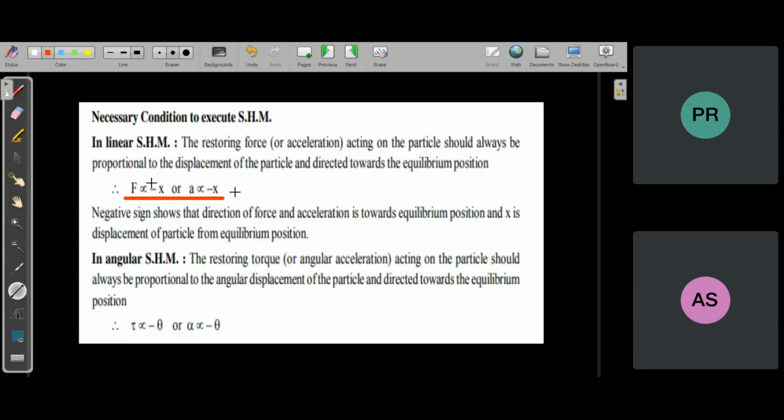And the same goes for acceleration. The negative sign is only showing that the direction of force, or you can say acceleration, is towards the equilibrium position, and x is the displacement of the particle from the equilibrium position. You can also say that the direction of force and the direction of displacement from mean position will always be opposite. Till now is there any doubt?